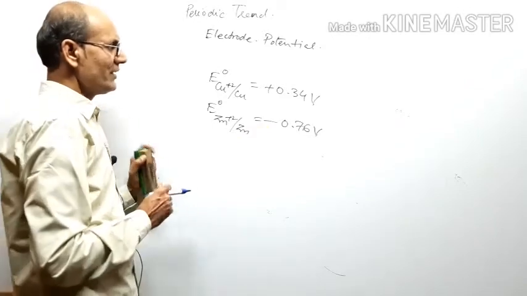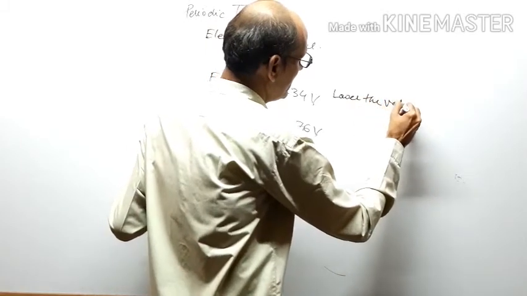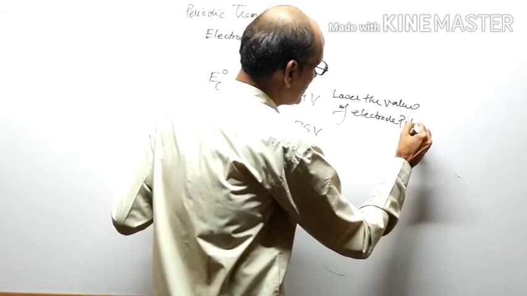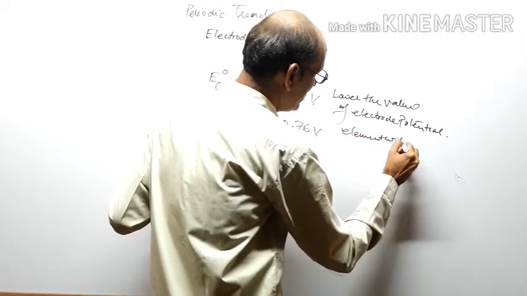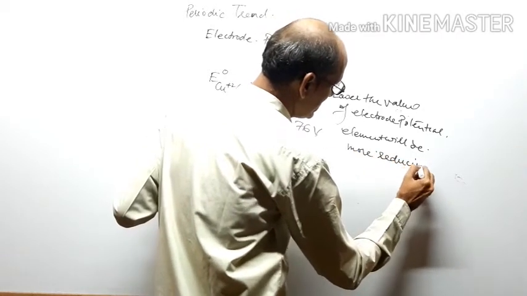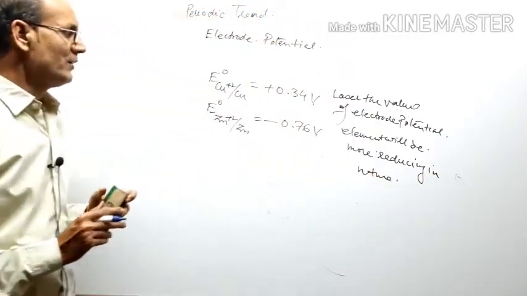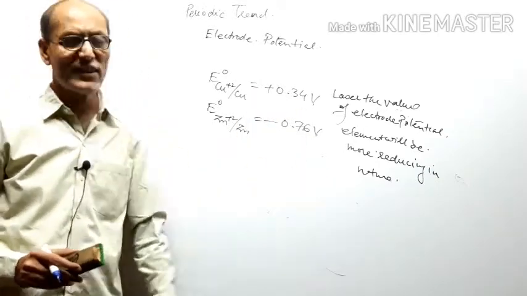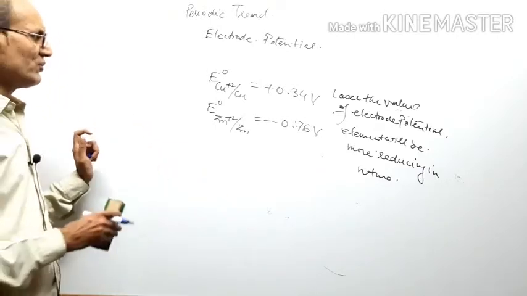One more important thing: the lower the value of electrode potential, the element will be more reducing in nature. That means zinc is a better reducing agent than copper, and in this way we can say lithium has the lowest value of standard reduction potential, so lithium is the best reducing agent.